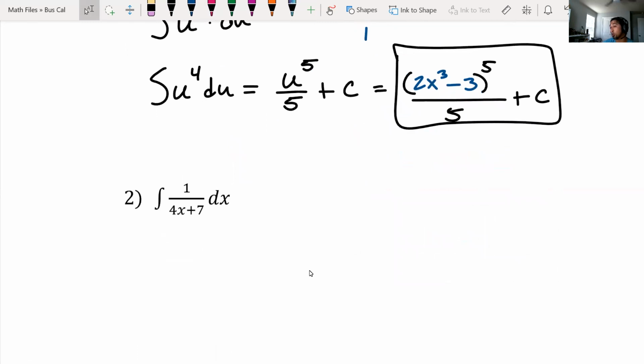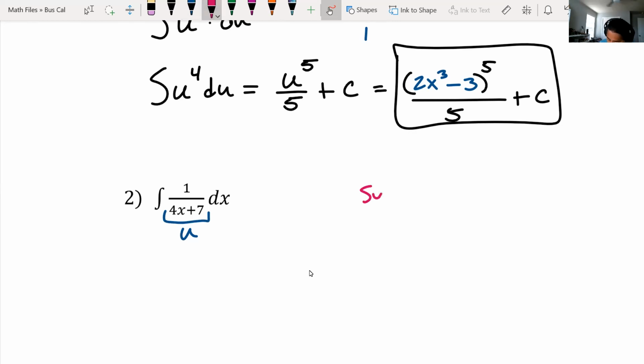2, the integral of 1 over 4x plus 7. What looks more complicated, 1 or 4x plus 7? 4x plus 7, definitely. So this is going to be our sub. We're going to let u equal 4x plus 7.